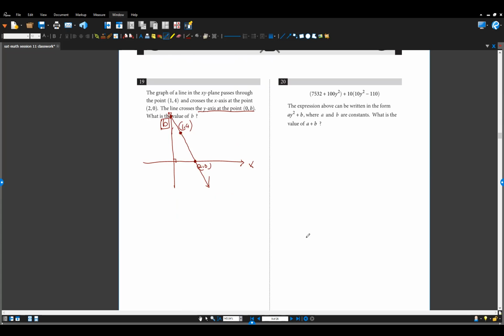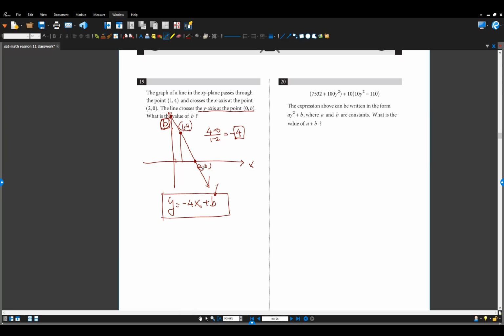I think it's okay. What's the slope over here? Slope is 4 minus 0 over 1 minus 2, which is what? Negative 4, right? So y equals negative 4x plus b. The y-intercept is B over here. That's the equation. But we still need to decide the variable B, which is the y-intercept.